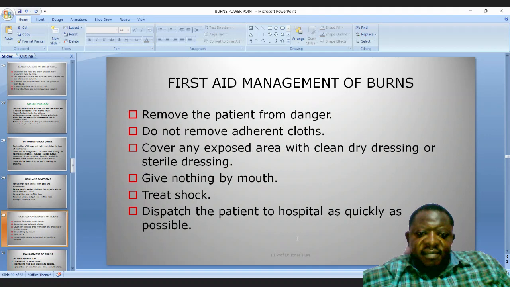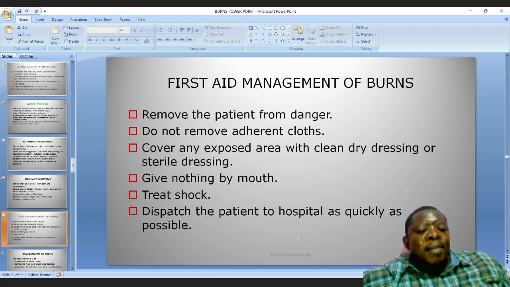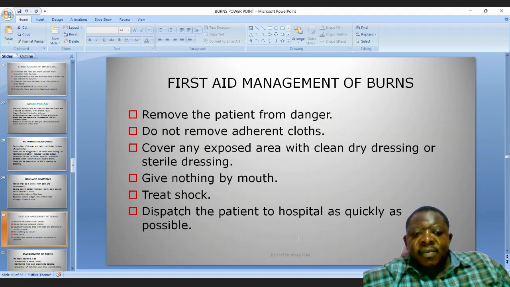Remember, in the first 24 hours, it's advisable not to give anything by mouth due to paralytic ileus that may result. The patient is at risk of Curling's ulcer, which will come because of increased gastric secretion. The smoke may irritate the GIT and cause this. If the patient is in shock, treat with necessary fluids to reduce the shock. You can dispatch the patient to the hospital as quickly as possible.